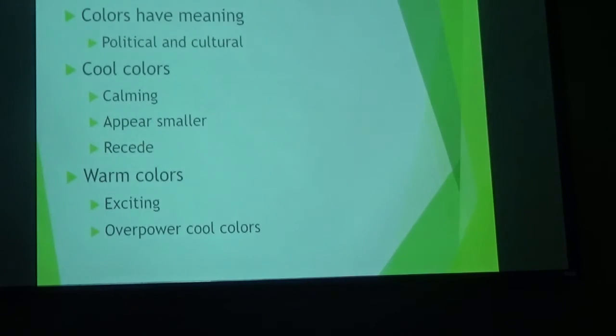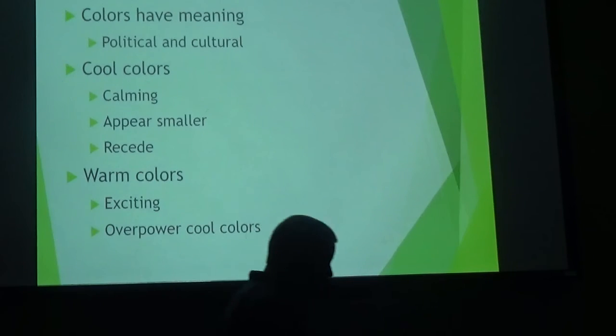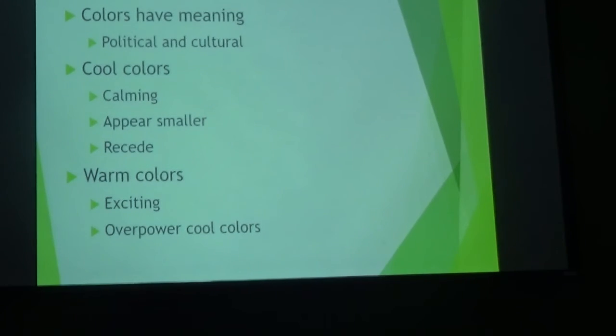All right? Color tips. Political and cultural, they have meanings. Certain color settings give us an idea of more friendly, less friendly. In politics, if you look at election maps, they are what color usually? Red and blue. Because apparently sometime in the media there was a random color selection towards that, and therefore it got stuck. Cool colors are calming, appear smaller or recede. Warm colors are exciting and overpower the cool colors.